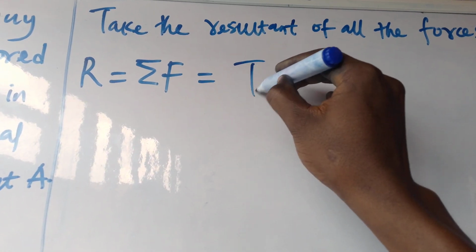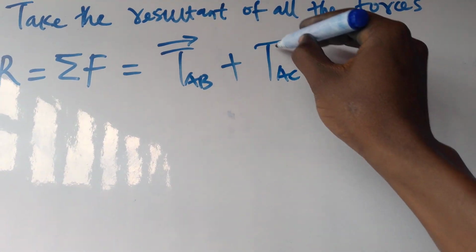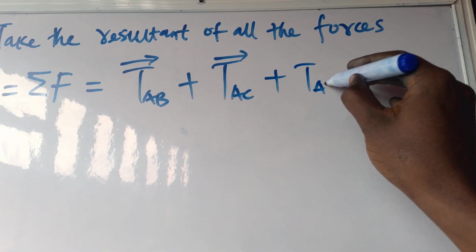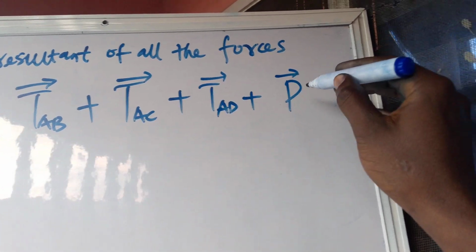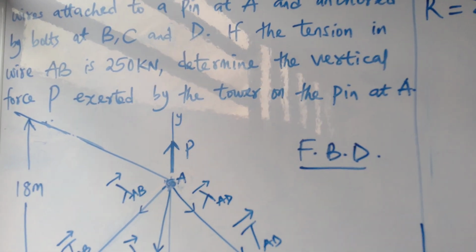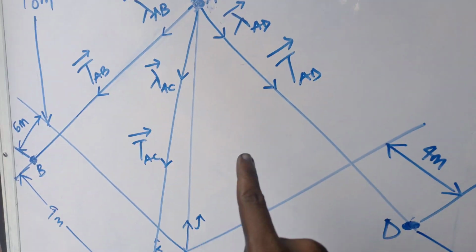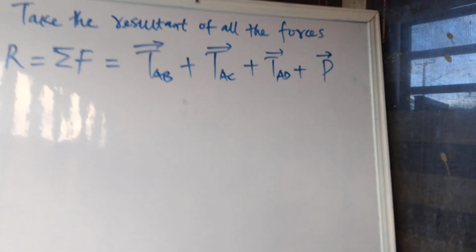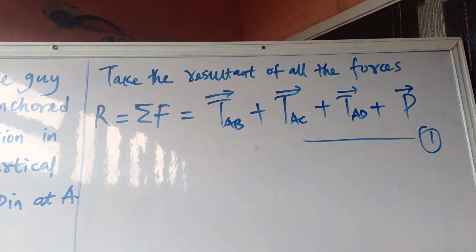So this is tension TAB plus tension force TAC plus tension force TAD plus the vector P. I call that a vector until I've done the proper resolution of the forces. So that's the vector TAB, vector TAD, vector TAC, and vector force P, which I can call equation 1. That's the summation of all the forces, taking the resultant of all forces.